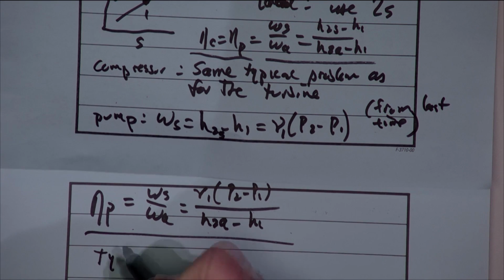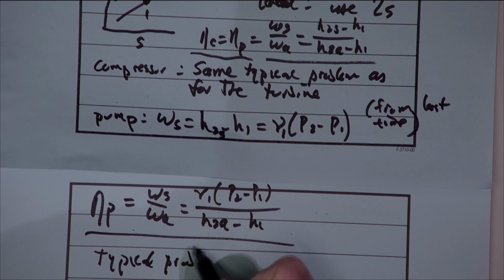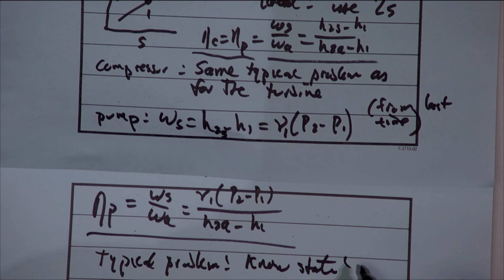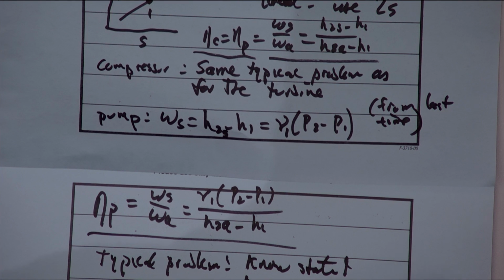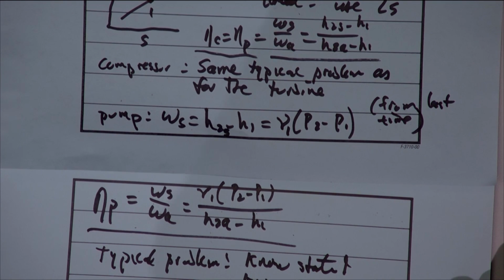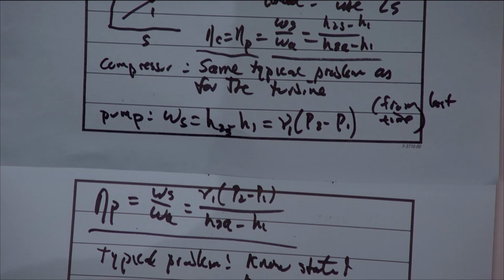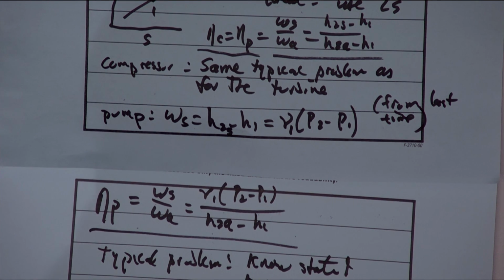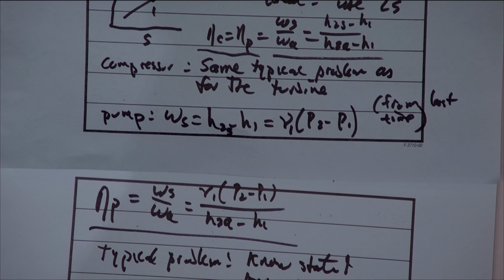And it really doesn't change things a lot. If we look at a typical problem again, we still know state 1. That doesn't change. We still know one property at point 2, usually it's P2. So, I mean, that doesn't change. The only difference is that when we finally go into our property tables at state 1, we don't need the entropy.